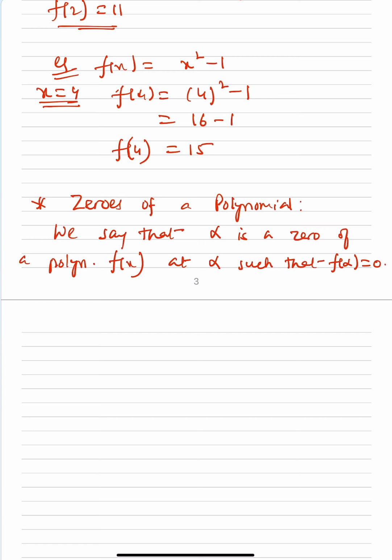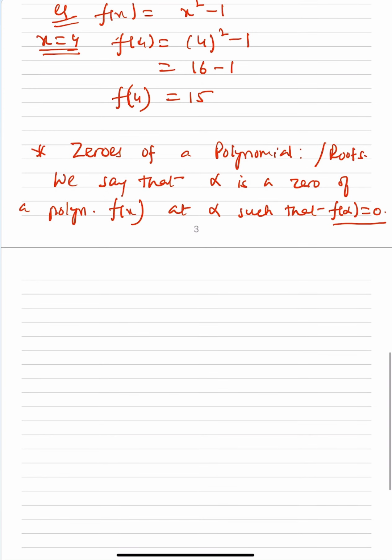Now understand this. The value of alpha should be such that the value of this polynomial you should get is 0, that is called zero, or you can also call roots of the polynomial. Okay, so very simple language. Above we saw the value. If we keep 2 and we get f of 2 is equal to 13, suppose, then it is value. But if I keep 2 and if I get f of 2 is equal to 0, then 2 is called the zeros or roots of the polynomial.